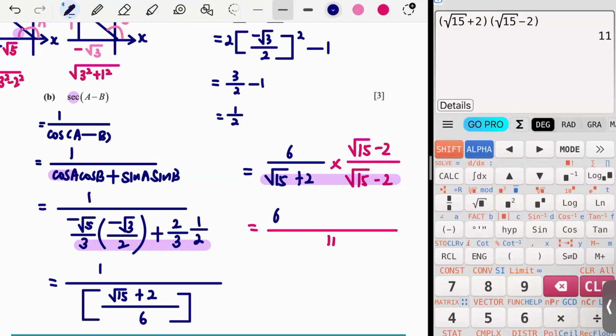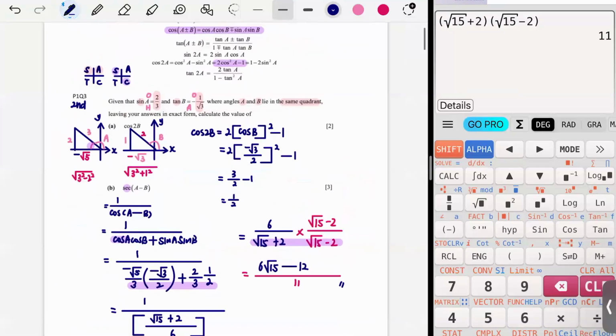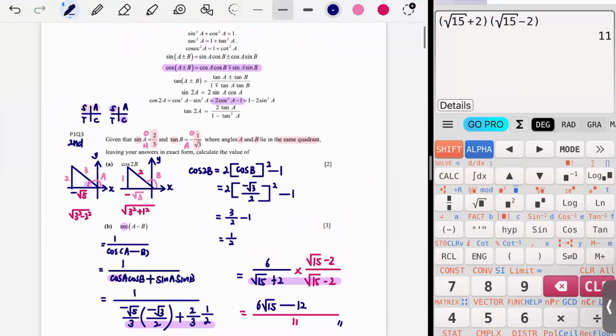Then this one is 6 root 15 minus 6 times 2 is 12. So this will be my answer here. Some of yours, right, the answer is 12 minus 6 root 15. Then your denominator is negative 11. Okay, so this is a full question. Not very uncommon, so please take note of this one. It comes up quite often in exams, okay?